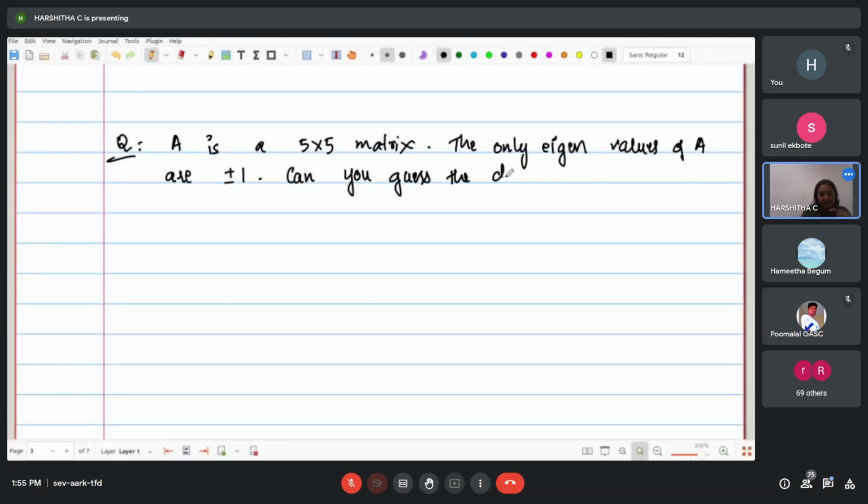x plus 1, x minus 1. Sorry, 5 by 5, no? So it is x plus 1 raised to 5, x minus 1, x plus 1. Yeah, anybody wants to comment? Can you actually get the characteristic polynomial with just this much information?